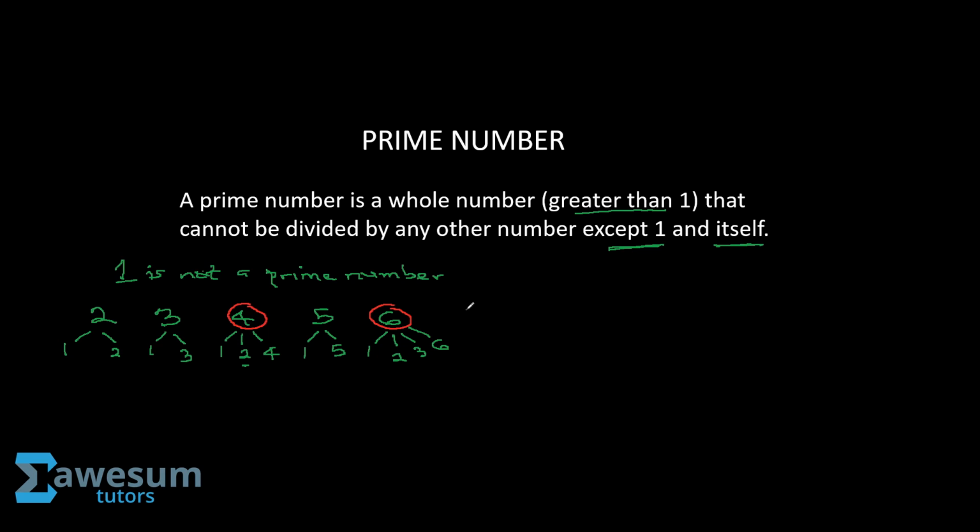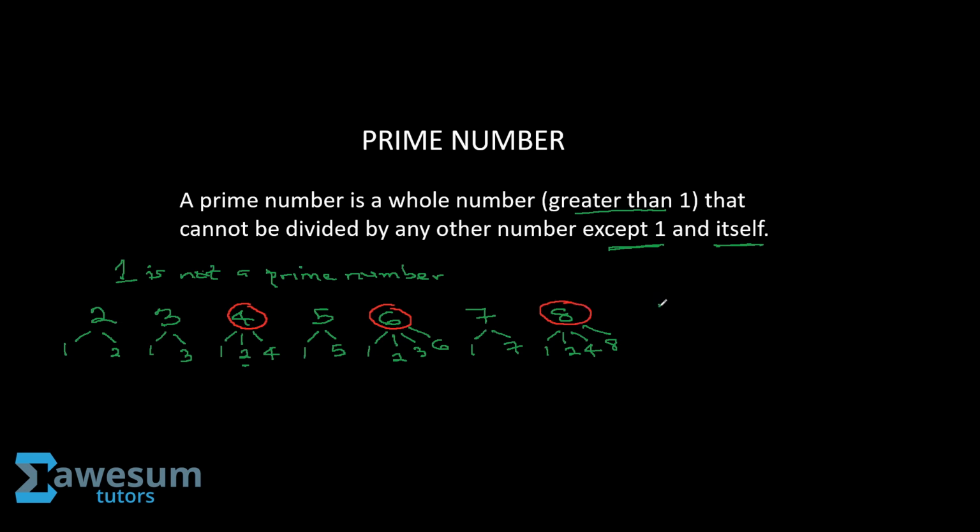Let's take a look at 7. 7 can only be divided by 1 and by 7, right? So this makes 7 a prime number. What about 8? 8 can be divided by 1, by 2, by 4, and by 8. This suggests that 8 is not a prime number.